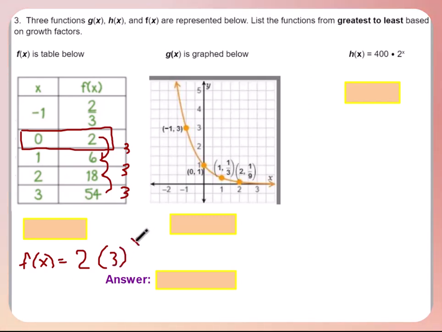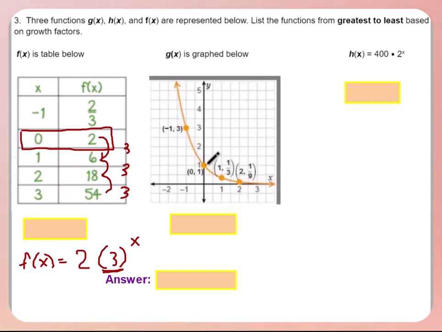All right, so we know what our growth factor is for this one. You can look at the table. You can go from 0 to 1 or from 1 to 2. Take that second number, divide it by the first, and you have what you're multiplying by.